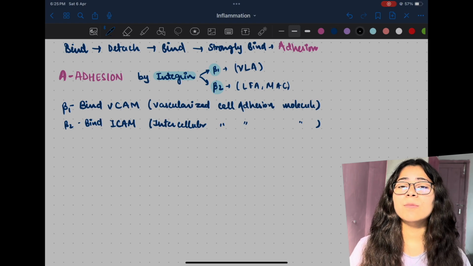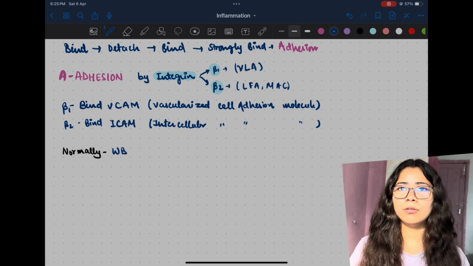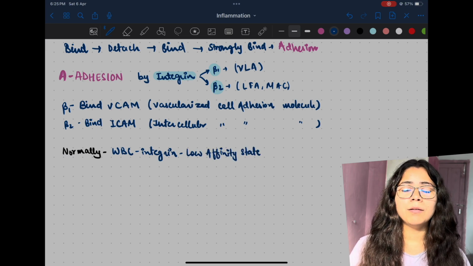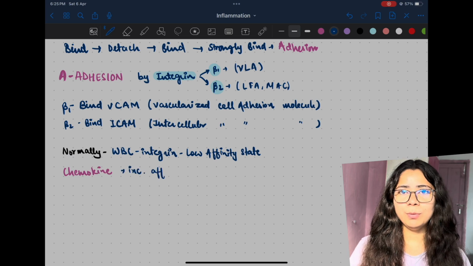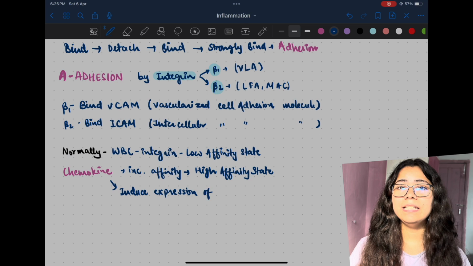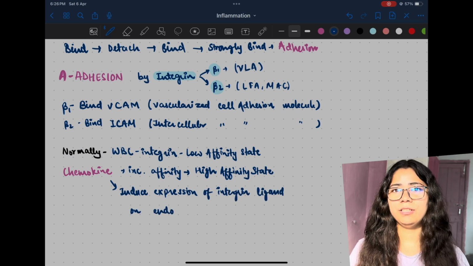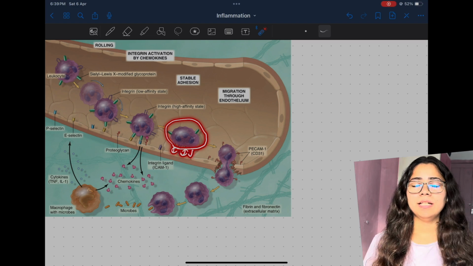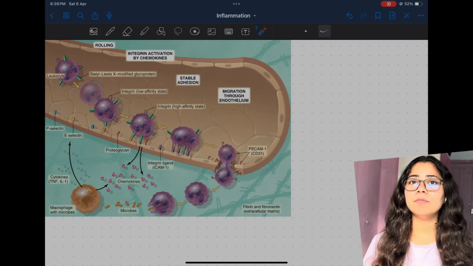In normal condition also, integrin is present on leukocyte but in a low affinity state, and its ligand is not present on endothelium. But when chemokines come into play, the affinity increases to a high affinity state and its ligand is expressed on endothelium. Now leukocyte will strongly bind to endothelium and stop rolling, and all this is happening at the site of inflammation.